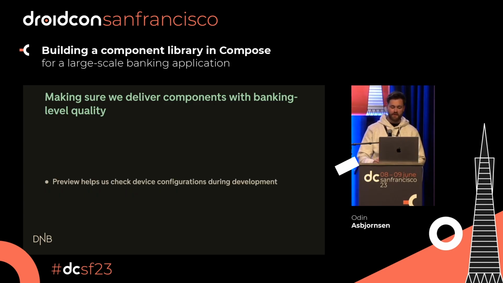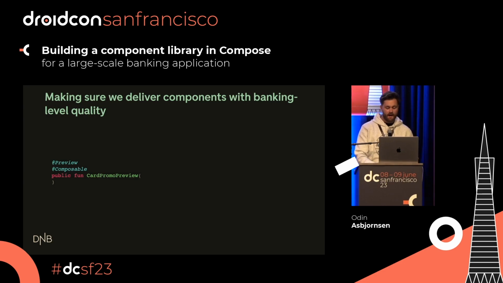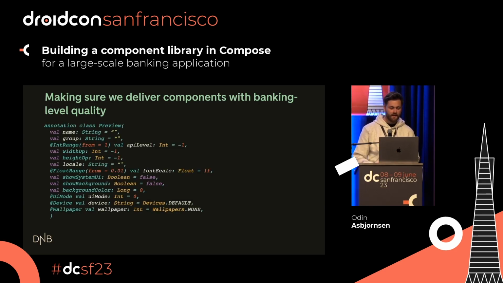Also, when we do development, we use previews a lot for testing all of these configuration types that we have. If you have a preview function like this, maybe you have control-clicked into the preview annotation and checked out how it actually looks. You can see that it has a lot of arguments that you can set. For instance, you can set the locale of the preview, the font scale, the UI mode, and the device that it's supposed to look like. All of these are things that you can configure yourself in your previews.